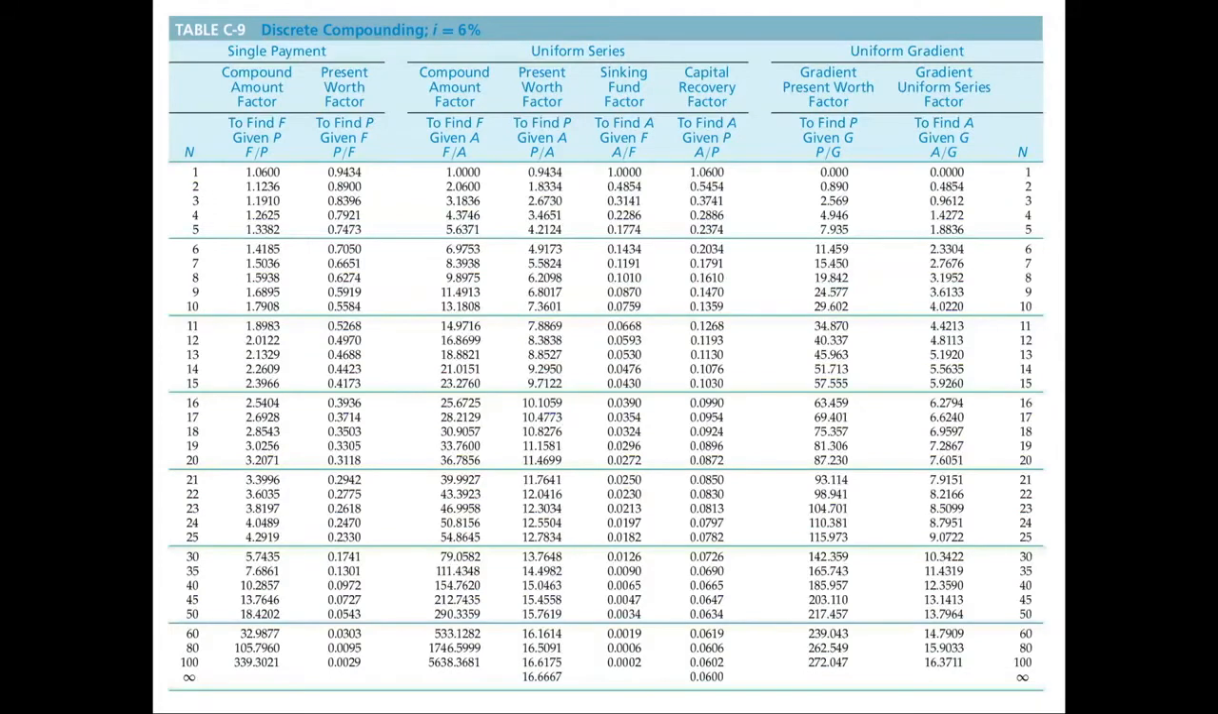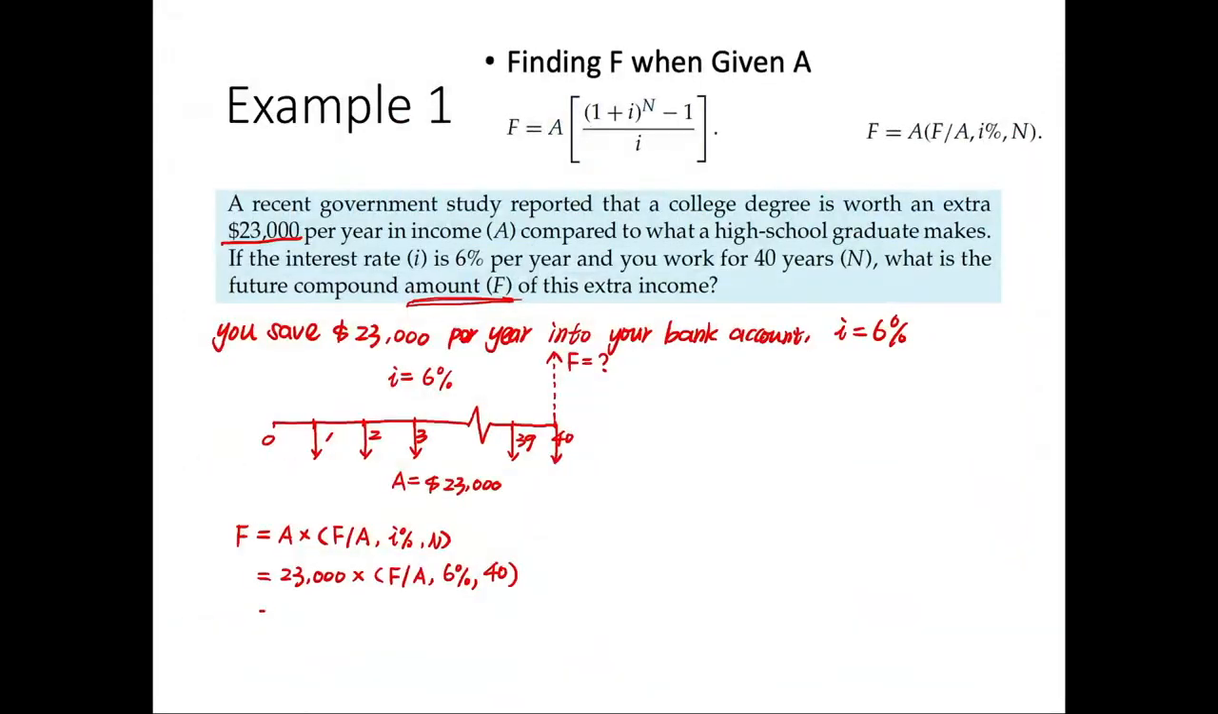Now let's look at the table. So we said I is 6%, so we use this table from Appendix C. And the problem is to find F given A, so this is your column, F/A. And also which row, because you have 40 years to compound: N equals 40, that's your row. And then you can look up this factor value. So 154.7620, that's the factor value you need to use.